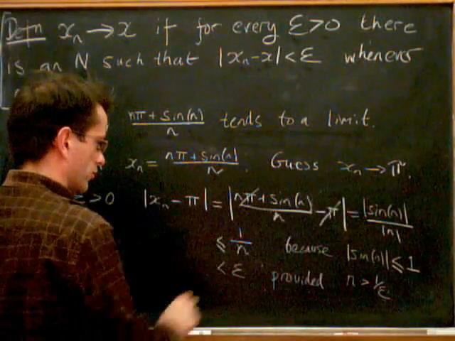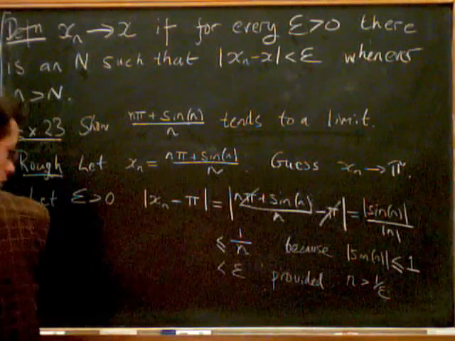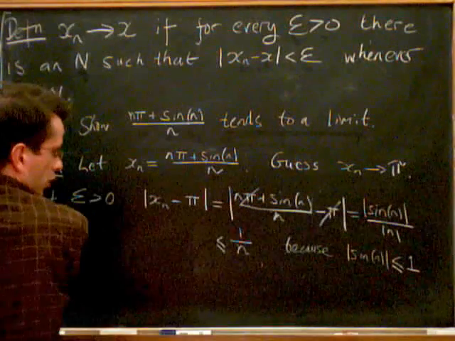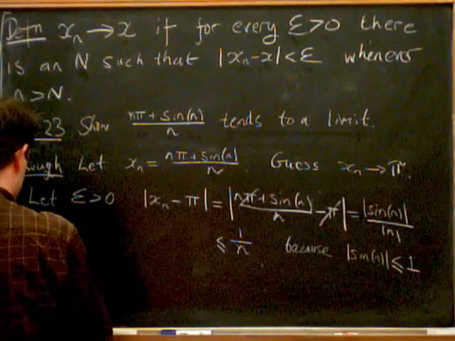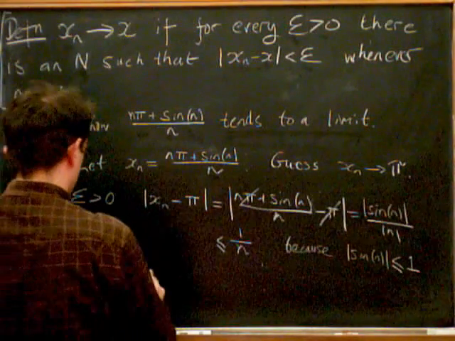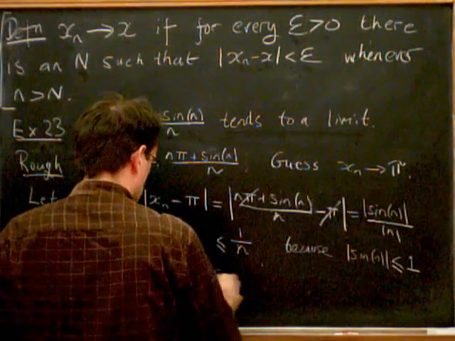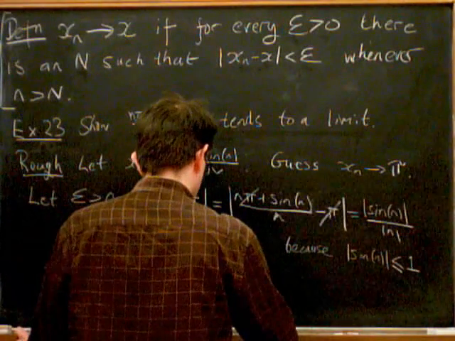So let me just run through that again. Let me just try saying it another way. So it suffices for 1 over n to be less than epsilon, i.e.